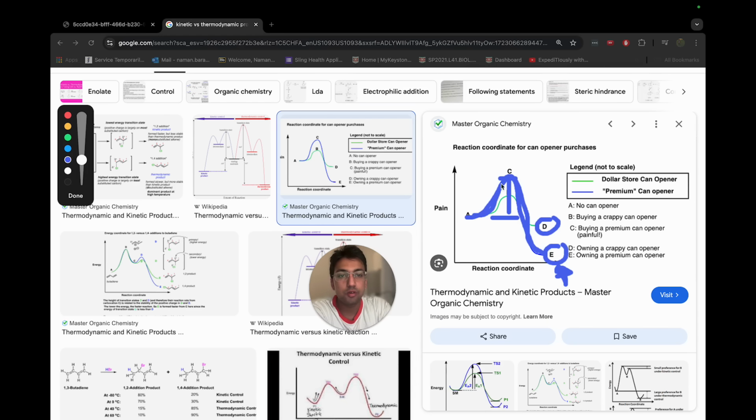So this is a thermodynamic product. The Gibbs free energy is a lot greater. It just takes a lot more energy to actually get there. Now, kinetic product is just what you would get to without as much activation energy. And so you don't get as much of a stable product at the end, but it's a lot easier, meaning it takes a lot less activation energy to get there. So that's the difference.